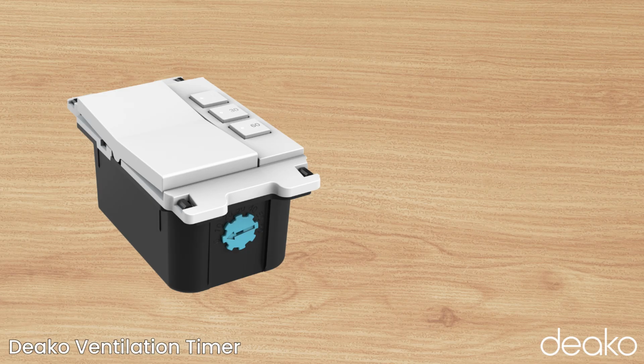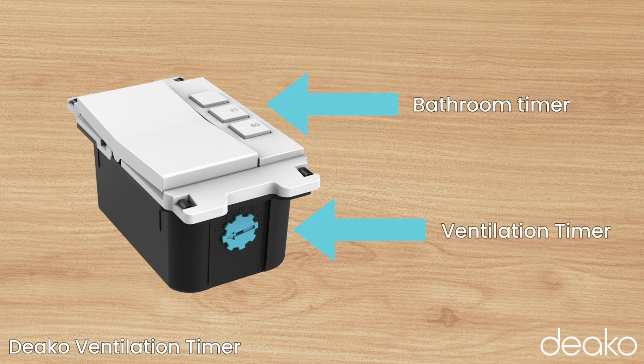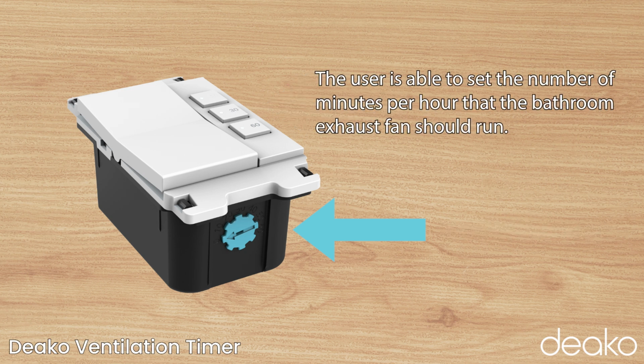The Deako ventilation timer switch utilizes two built-in timers, one controlling the bathroom timer and one controlling the hourly ventilation timer. Using the ventilation setting, the user is able to set the number of minutes per hour that the bathroom exhaust fan should run to achieve desired or code-required ventilation.